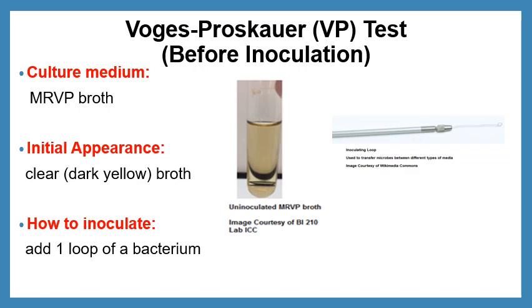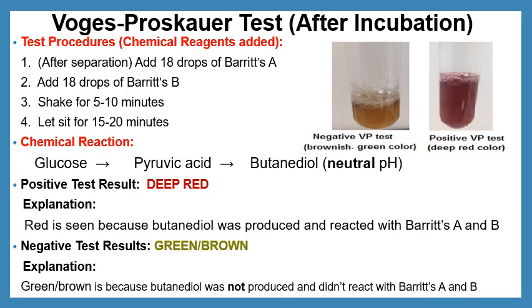The VP, or Vogts-Proskauer test, sometimes called the butanediol test because we're looking for butanediol, has the same culture medium as the methyl red. So it's MRVP broth, which is still a pale or dark yellow appearance, and we still inoculate using 1 loop of bacteria. After incubation for 48 hours and after we have separated the broth into the 1 ml test tube, the new clean test tube, that little 1 ml will be used for the Vogts-Proskauer or butanediol test.